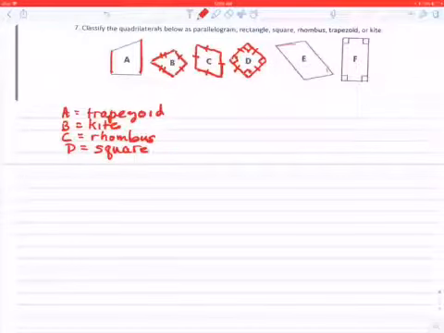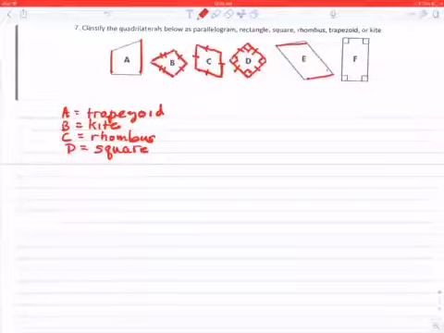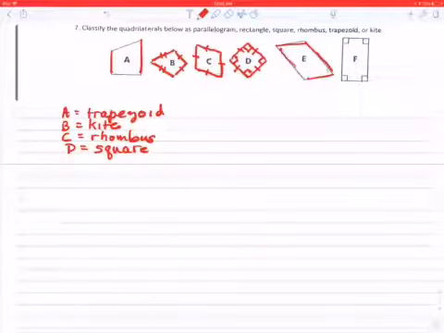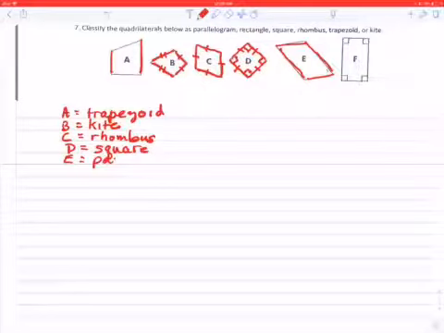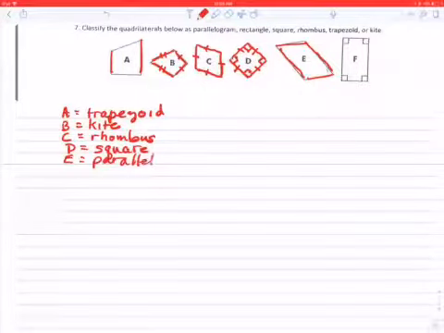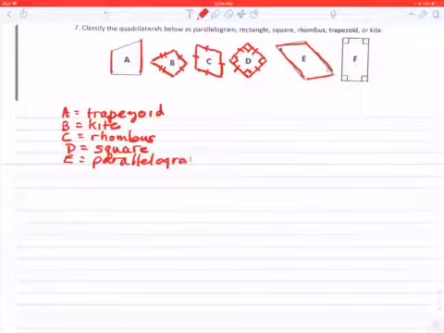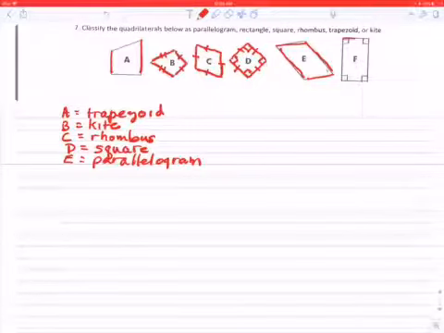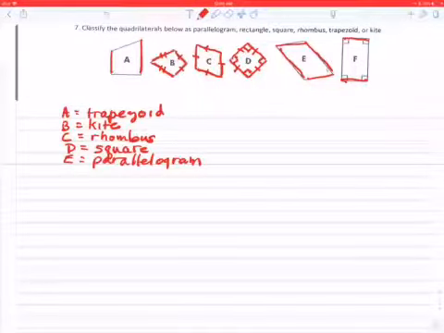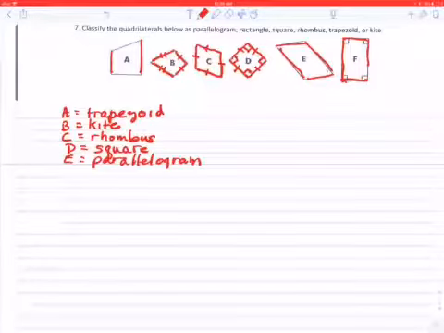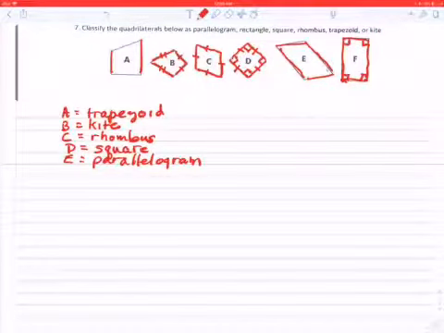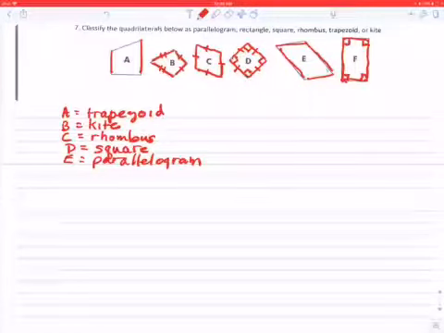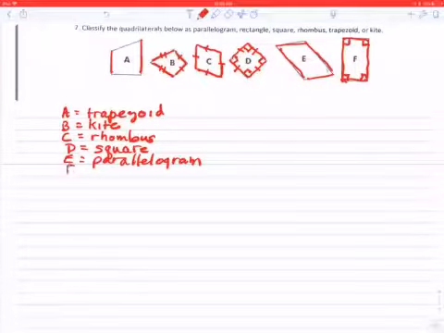E is two pair of parallel sides. Nothing else is special about E. So E is just a parallelogram. And F, we have two pair of parallel sides, but we also have four right angles and nothing more. So F is a rectangle.